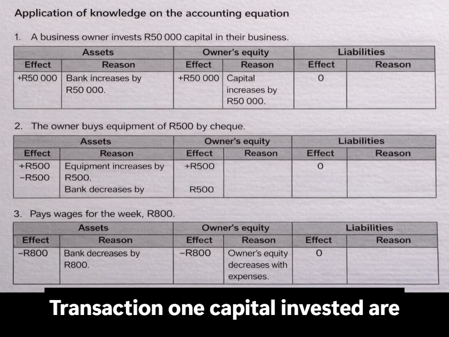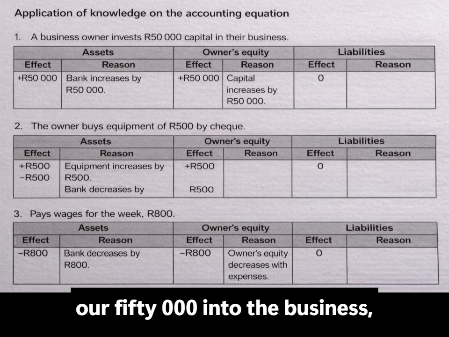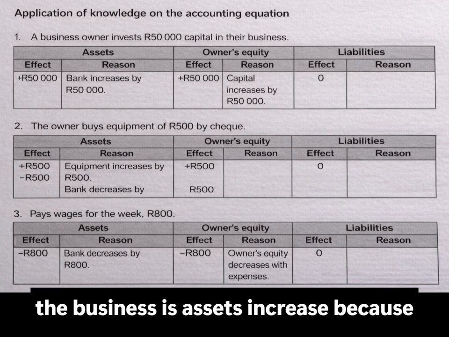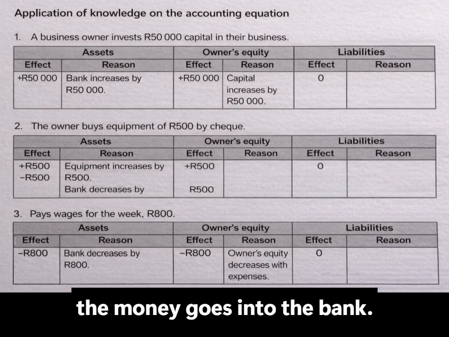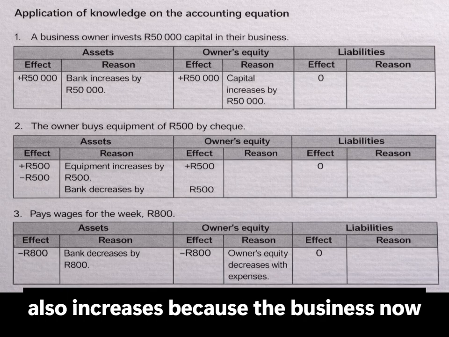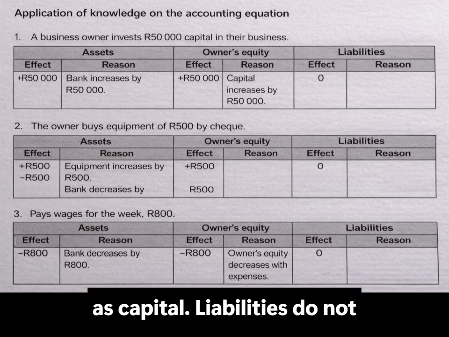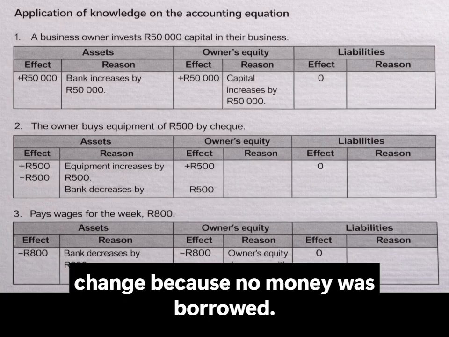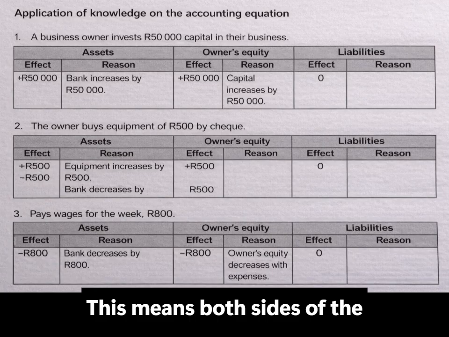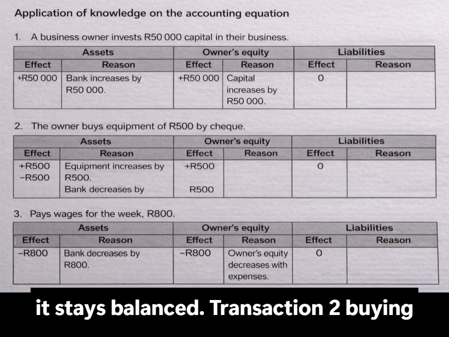Transaction 1. Capital invested, $50,000. When the owner invests $50,000 into the business, assets increase because the money goes into the bank. At the same time, owner's equity also increases because the business now owes that value to the owner as capital. Liabilities do not change because no money was borrowed. This means both sides of the accounting equation increase equally, and it stays balanced.